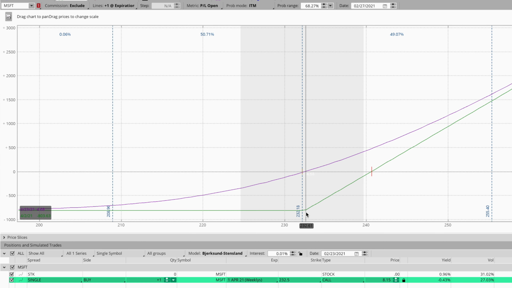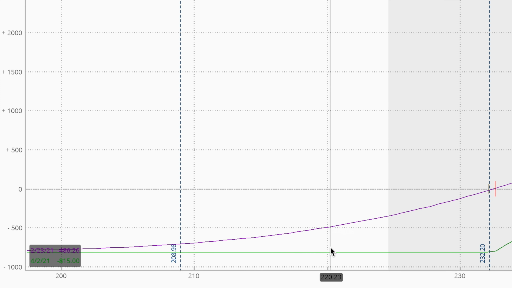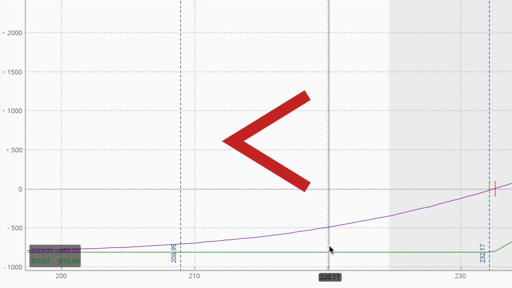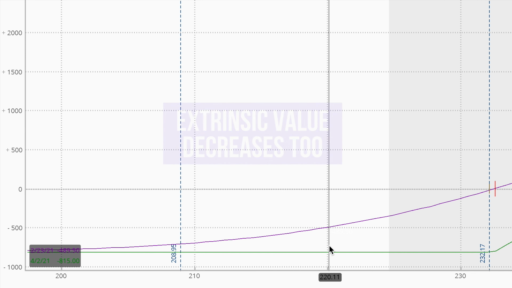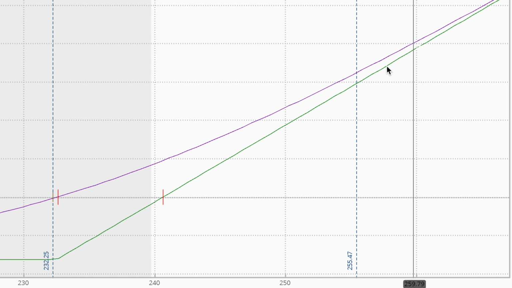So you can see here where the option is at the money, the extrinsic value is the greatest. And as the option goes out of the money over here, the distance between the lines gets smaller and smaller, meaning the extrinsic value is also getting smaller. And as you move further into the money over here, the distance between the lines gets smaller as well.